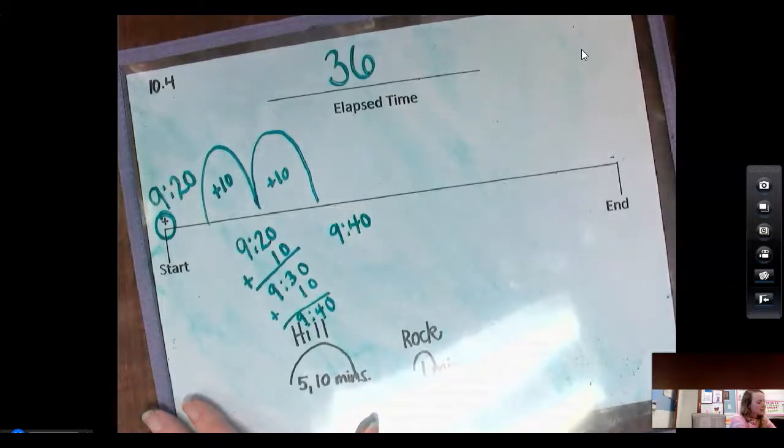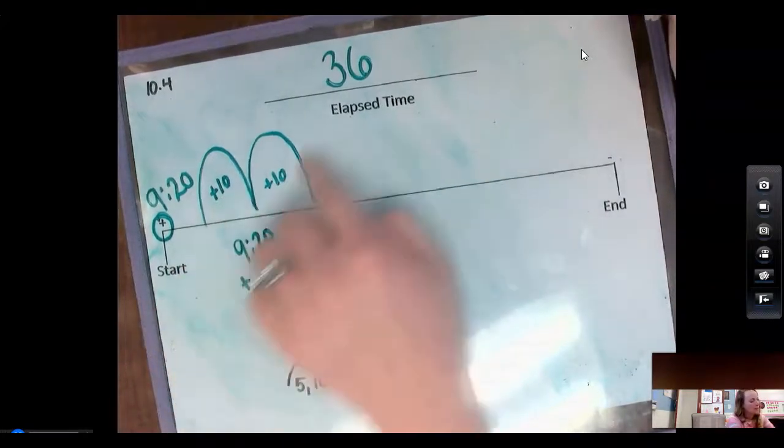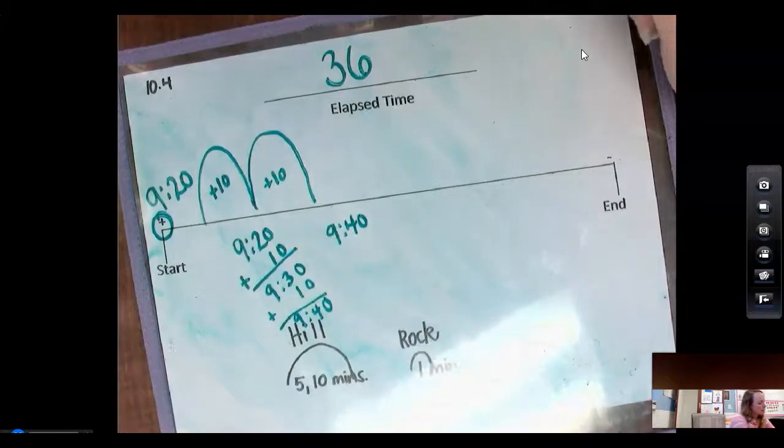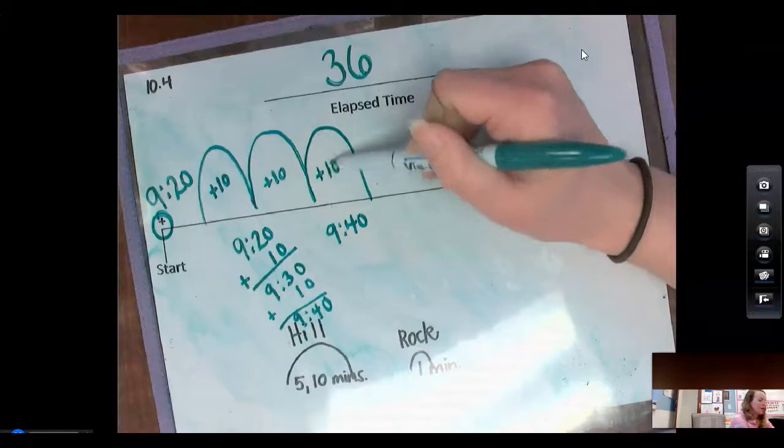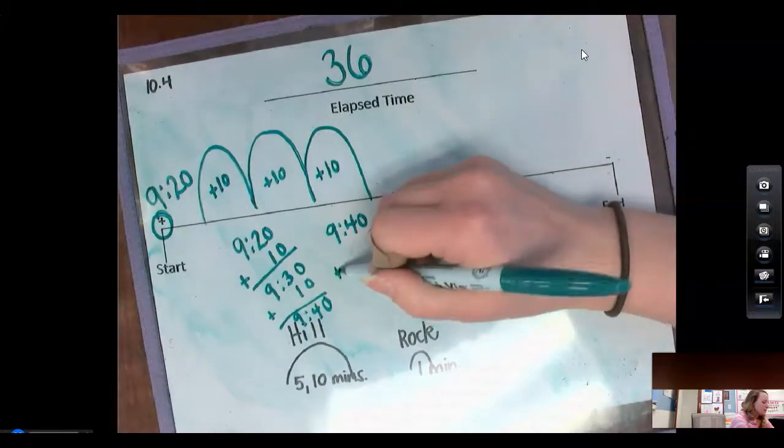All right, kiddos, let's see. 10, 20. I'm not done until I hit 36. So can I do another 10? Yeah, if you said I can do another 10, you're exactly right. So I'm going to do another 10.